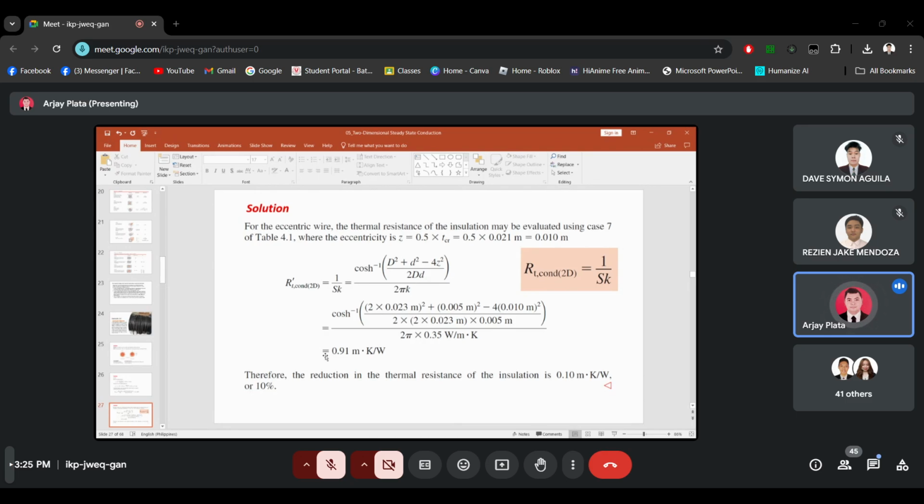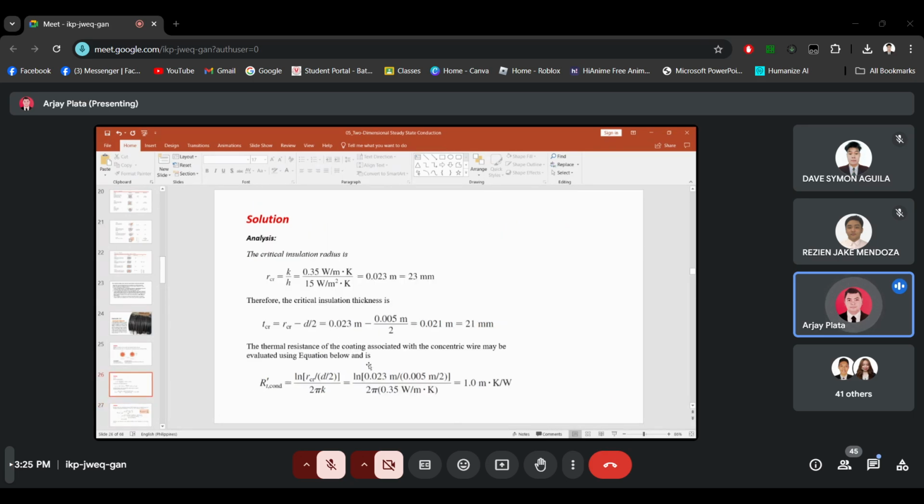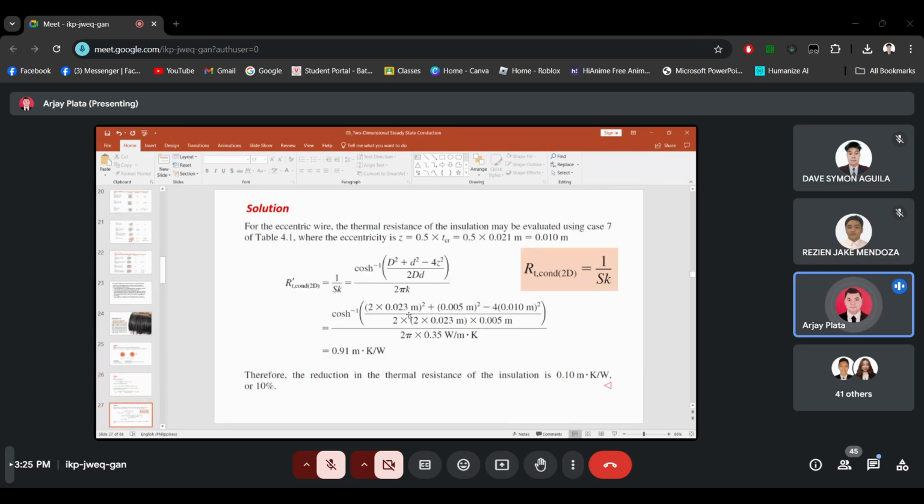Therefore, the reduction in the thermal resistance of the insulation is 0.1, because the original, when it is concentric, the thermal resistance is 1.0, while when it becomes eccentric, it's 0.91. So as you can see, there is a reduction of the efficiency of the insulation. We now have a 10% reduction in thermal resistance of the insulation. So did you get this problem? Do you have any question?